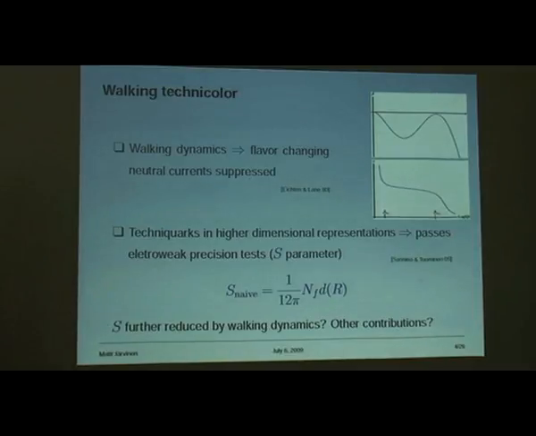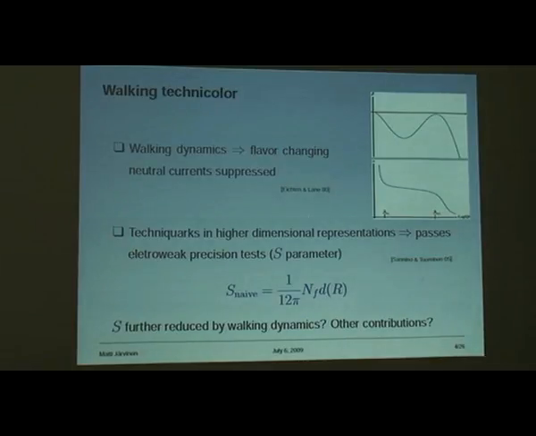And one thing is that you cannot really compare the S parameter which comes from the technicolor theory directly with the experiments, because there might be additional contributions, because the technicolor theory itself is never a complete extension of the standard model. So you know from the start that you have to add something else, and that might also affect the S parameter. So you cannot really kill the theory by measuring this thing.